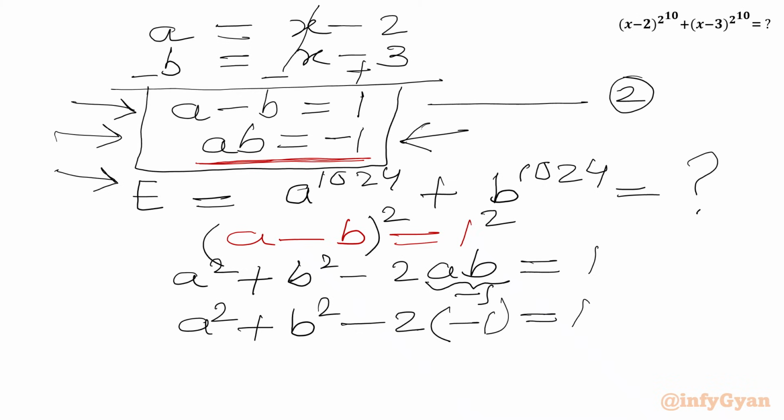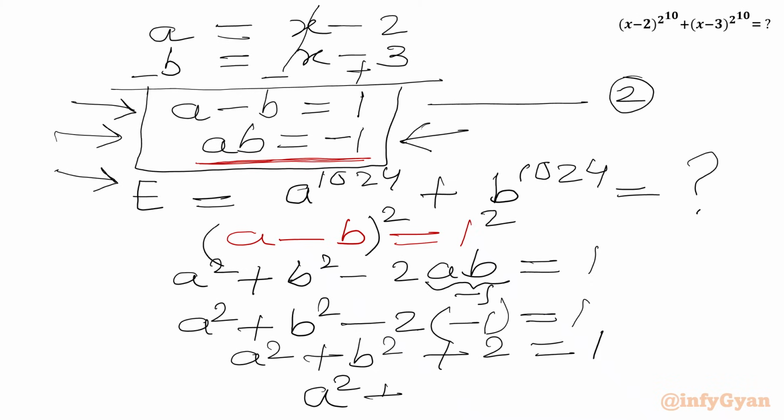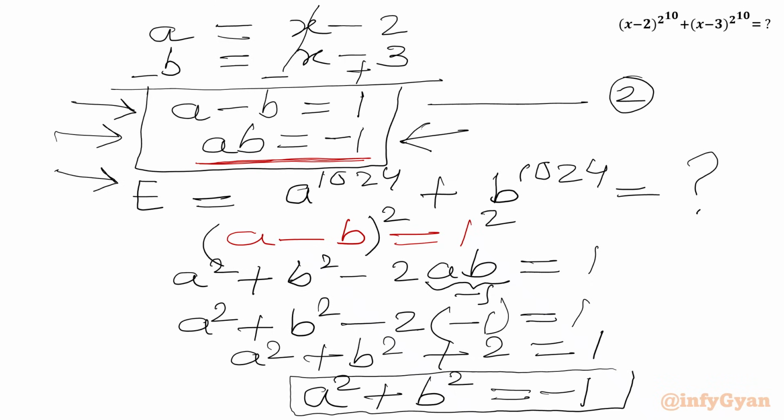Or we will write A² + B² + 2 = 1. Now we will take +2 to the RHS, or we can subtract 2 from both the sides, and we will get A² + B² = 1 − 2, which is −1. I will consider this is our third equation.